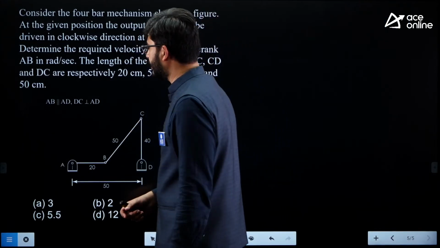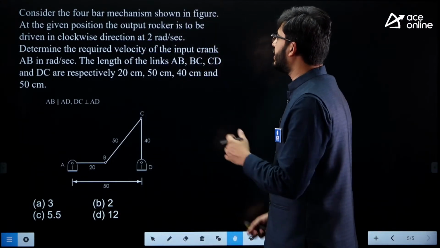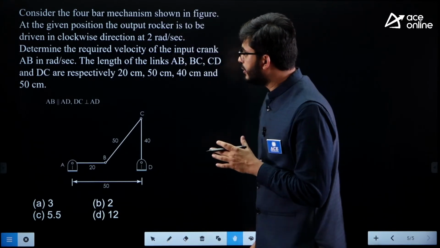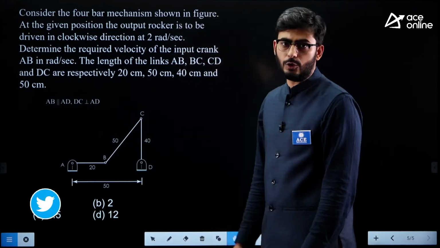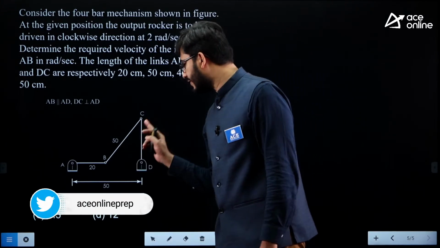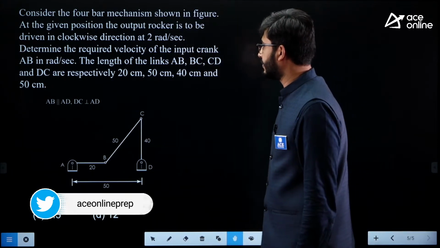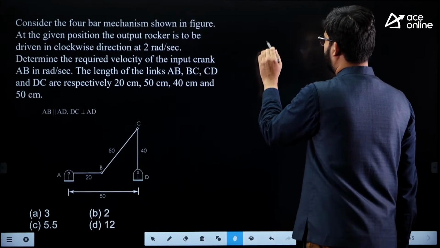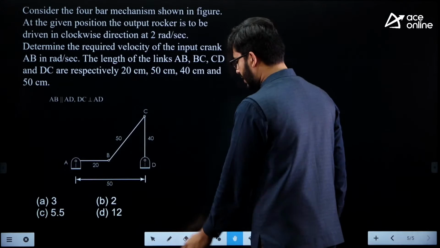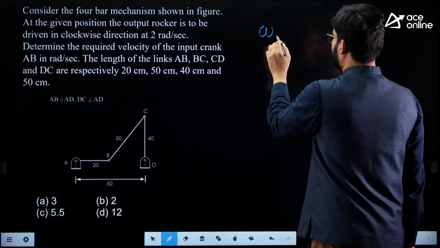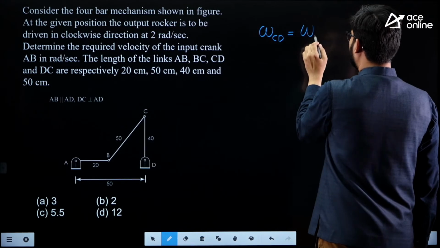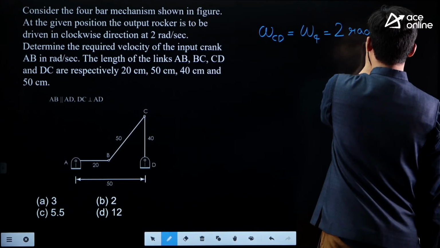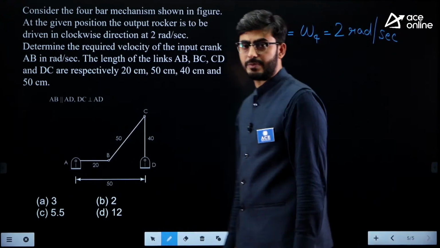Now let us take this problem, guys. Consider a 4-bar mechanism shown in the figure. At a given position, the output rocker is to be driven in clockwise sense at 2 radians per second. So omega CD is given to us, that is, the velocity of the output link. Omega CD or omega 4 is equal to 2 radians per second.